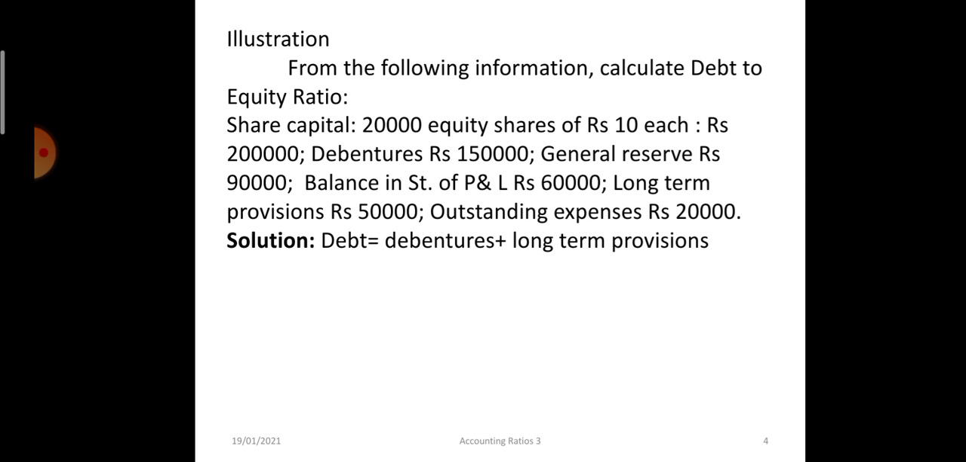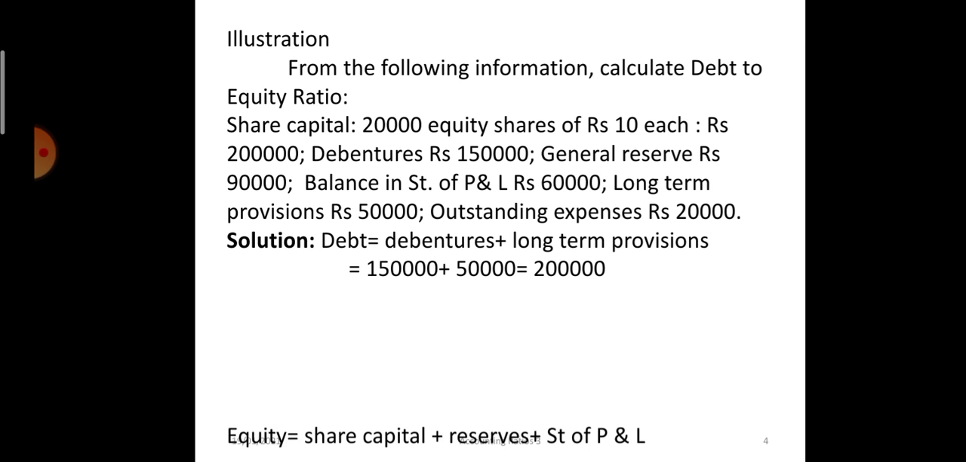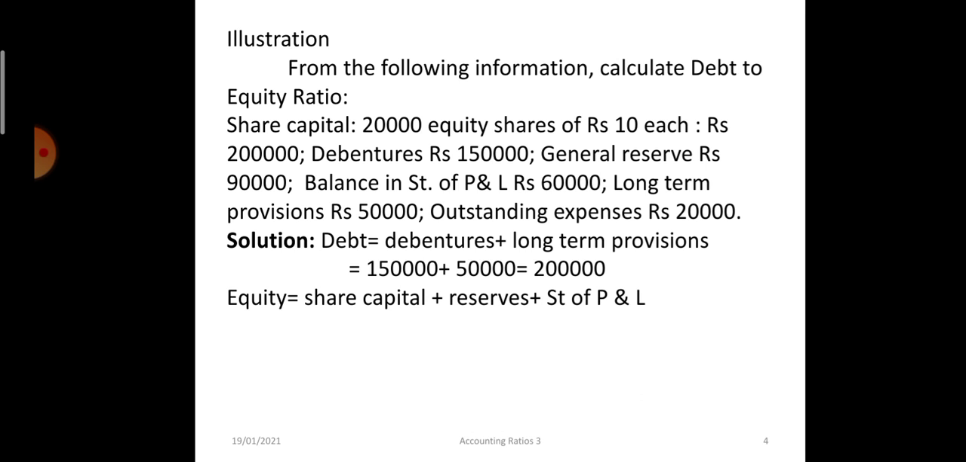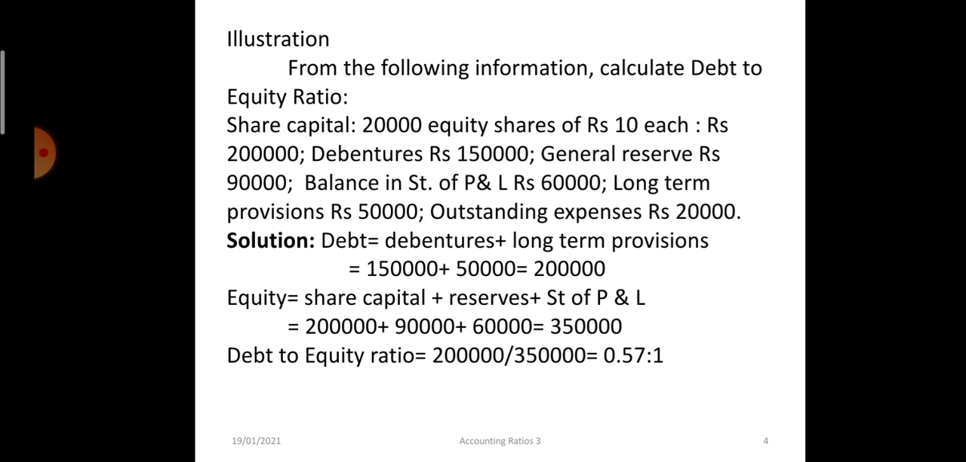So debt includes debentures plus long term provision. So the total debts is 2 lakh rupees, 1,50,000 debentures plus 50,000 long term provisions. Equity includes share capital plus reserves and statement of P&L. So 2 lakh plus 90,000 plus 60,000, it is 3,50,000 rupees. So debt equity ratio is 2 lakh divided by 3,50,000, it is 4:7 or 0.57:1.